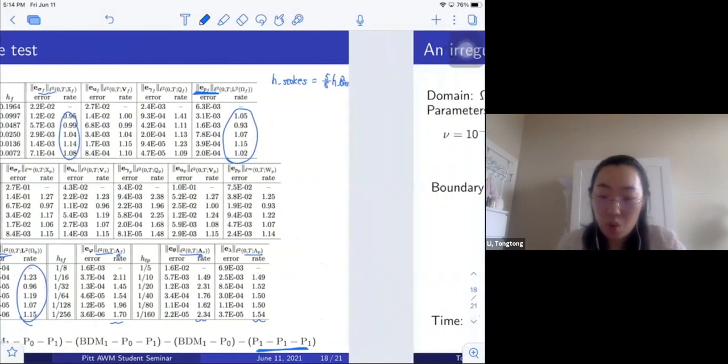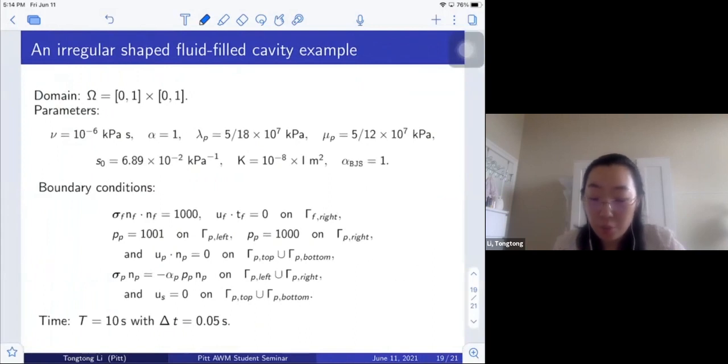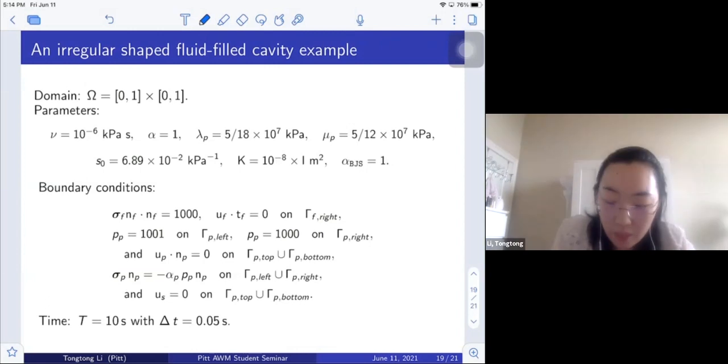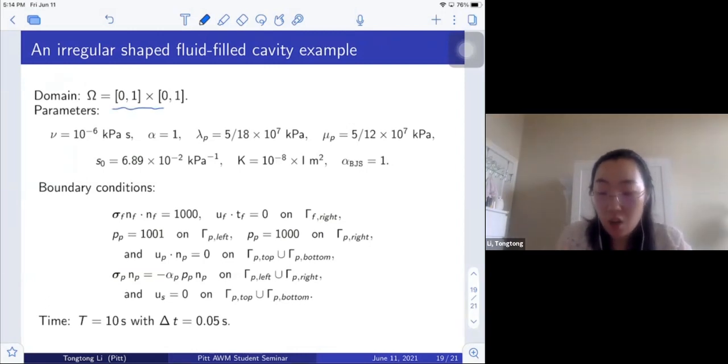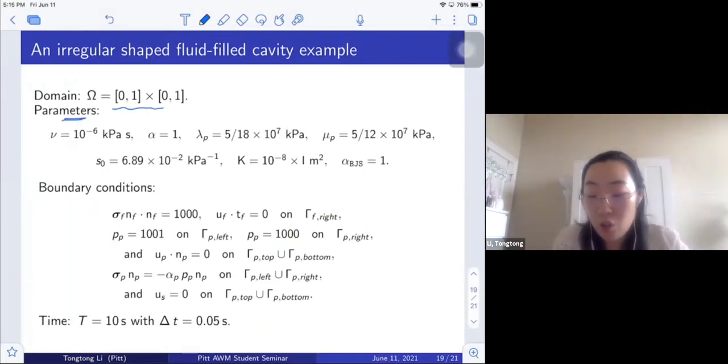Now for the next example, I want to talk about the irregularly shaped fluid-filled cavity example, which is motivated by modeling the flow through, say, vuggy or naturally fractured reservoirs. Here the domain is again a unit square, but it has a large fluid-filled cavity. And indeed, the parameters we choose are realistic for hydraulic fracturing. I want to emphasize that we have a pretty small S0, which is the storativity, and pretty small permeability, and also relatively large lambda_p and mu_p, which are the Lamé parameters.